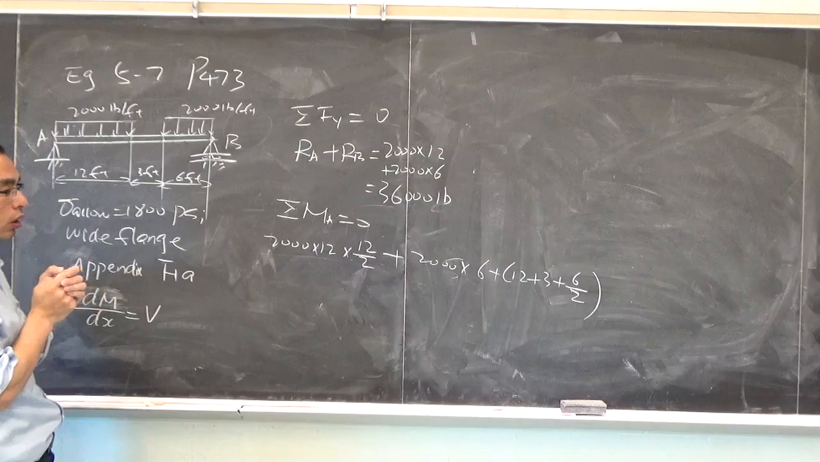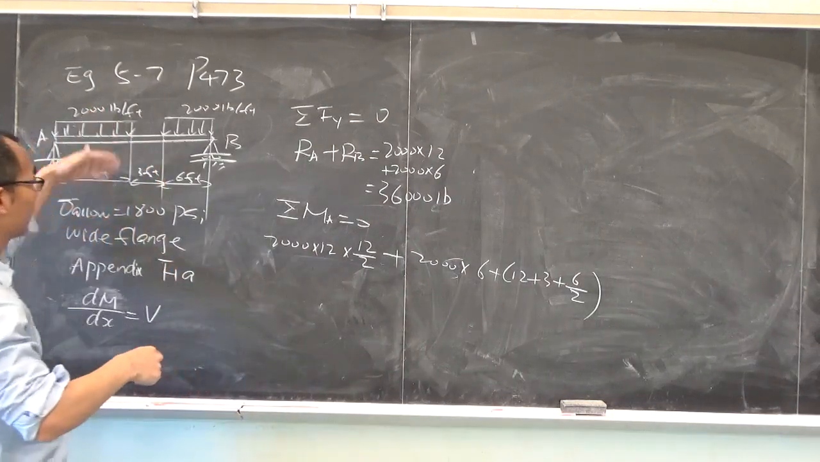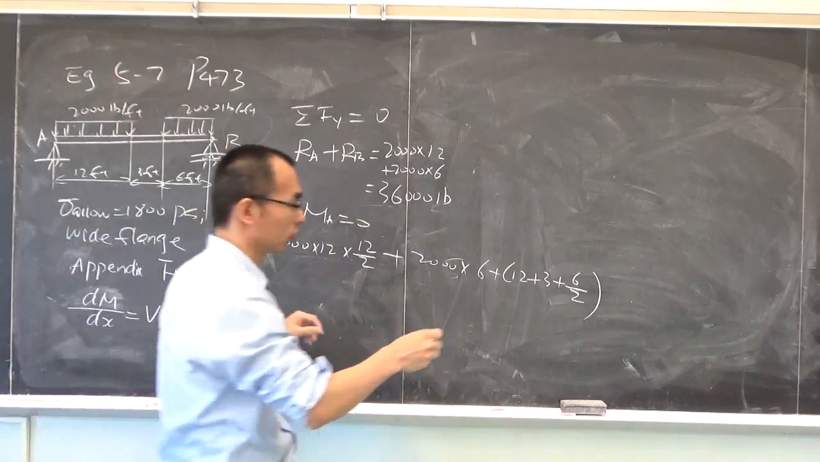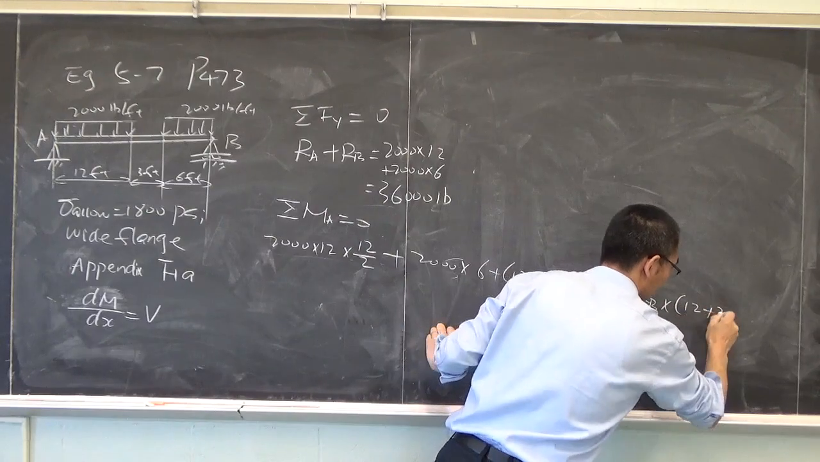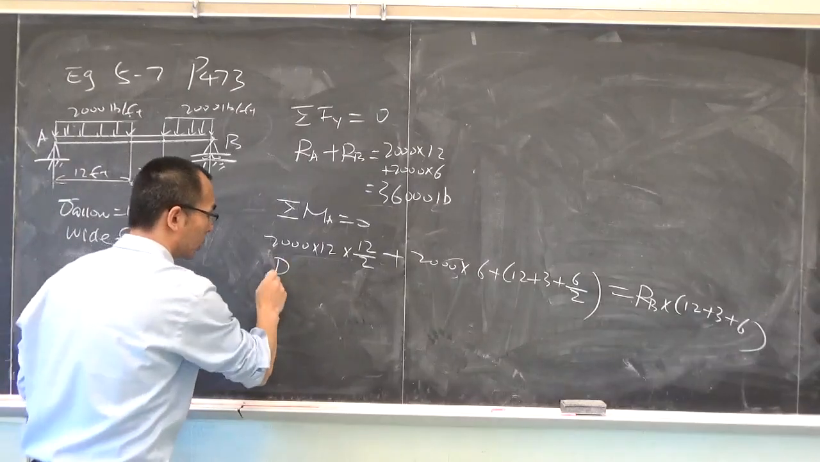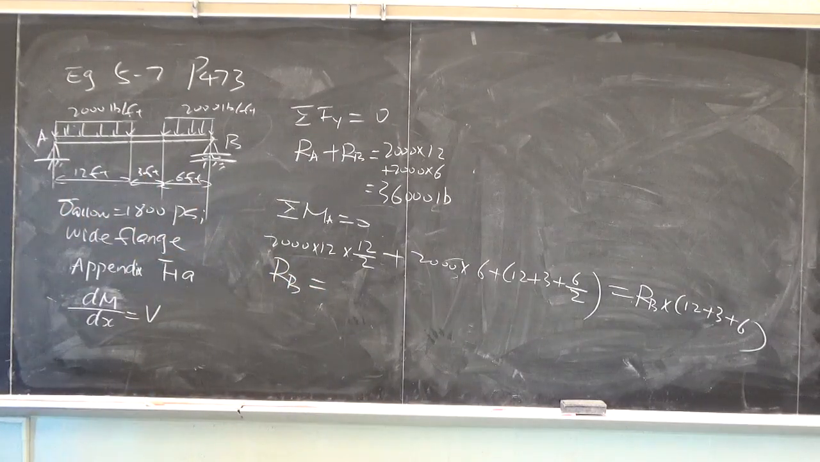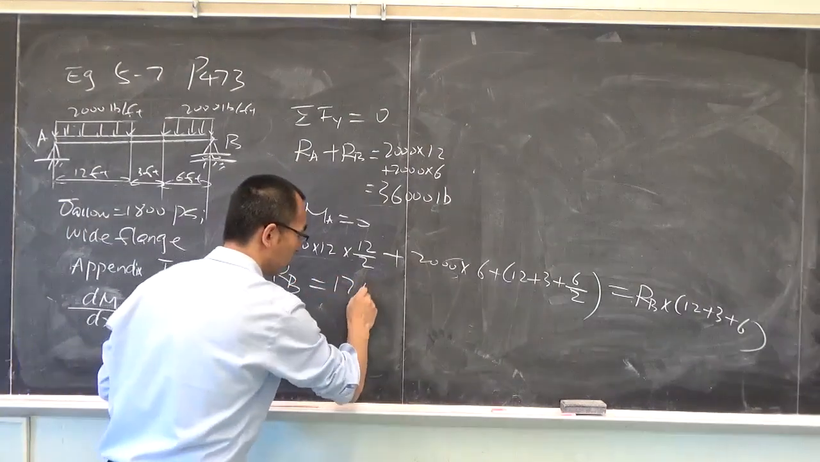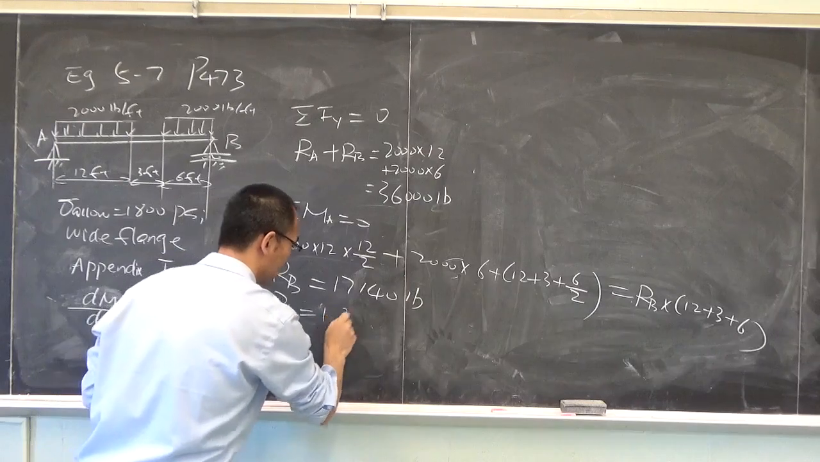So just in case you guys are lost, okay? Now, this one clockwise, counterclockwise, right? So equal to. And then we can calculate reaction force at B is equal to 17,140 pounds. RA will be equal to 18.